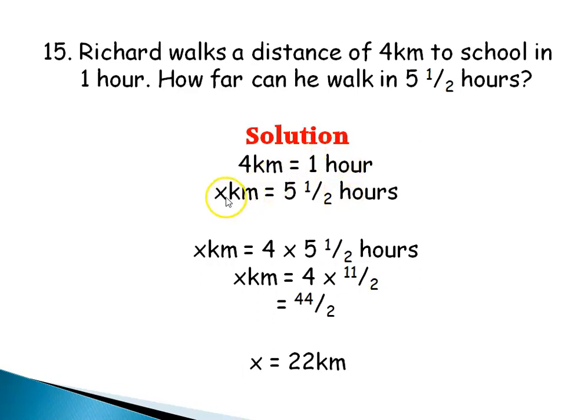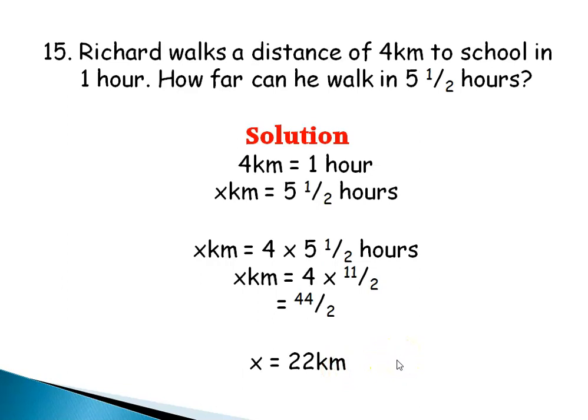Then we cross multiply by saying x times 1 is equal to 4 times 5 whole number 1 over 2. So x times 1 is x kilometers. Then 4 times 5 whole number 1 over 2. You can change this to an improper fraction. 2 times 5, 10, plus 1, 11 over 2. Okay, so 2 here 1, 2 here 2, or you can just say 4 times 11, 44 divided by 2. 44 divided by 2 is 22 kilometers. So Richard can walk 22 kilometers in 5 whole number 1 over 2 hours.